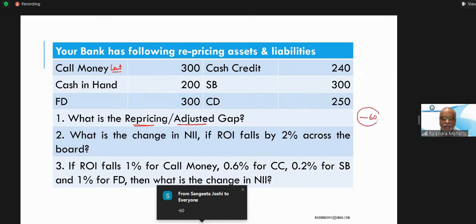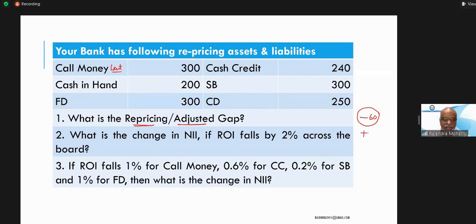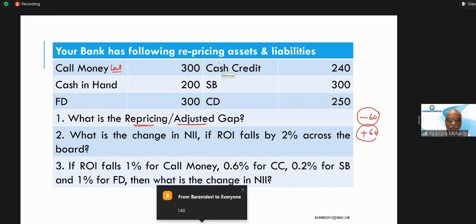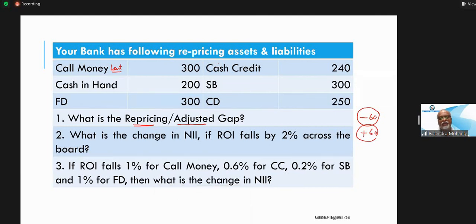It should be plus 60. Krishna Chandra is telling plus 60. Somebody is telling minus 60. Anybody else? So many people have given the answer in the chat box. Lakshmi minus 60. Krishna Chandra plus 60. Sangeeta minus 60. Shilpa minus 60. Bharani Devi 140, and somebody said 350.